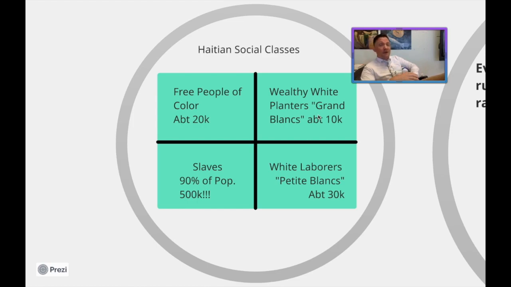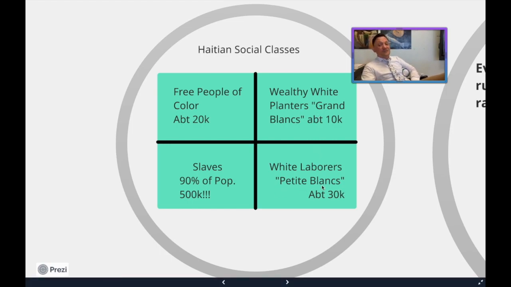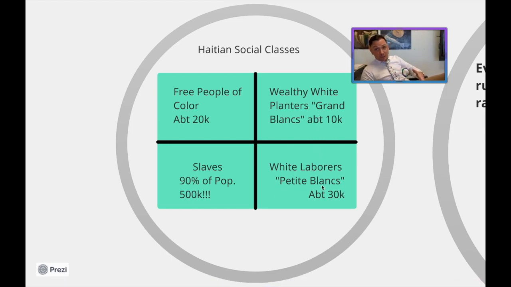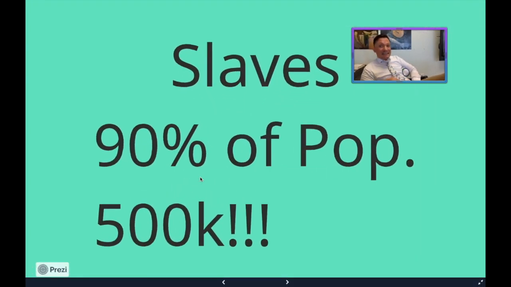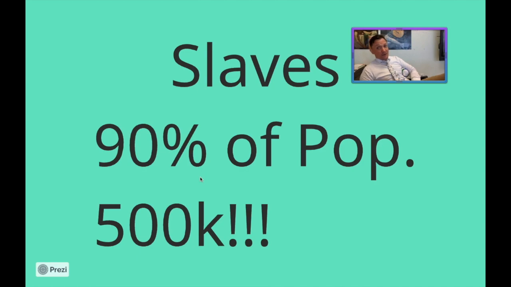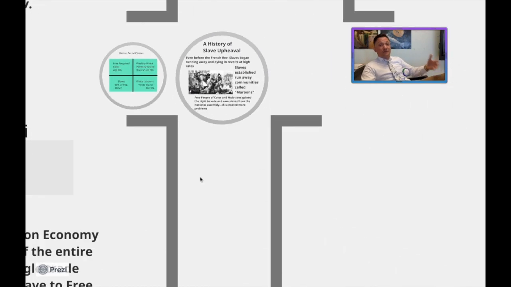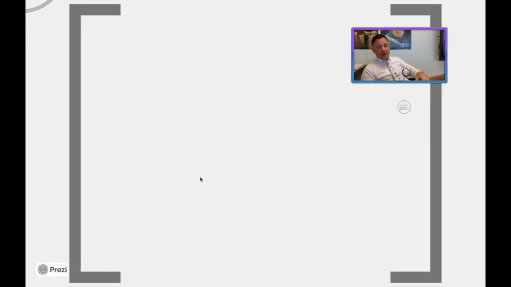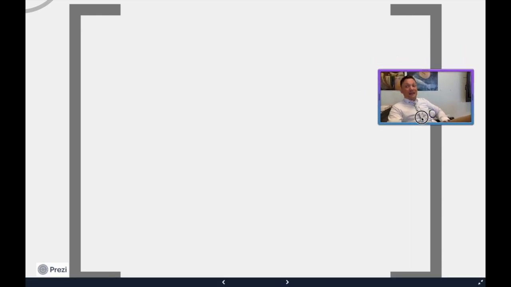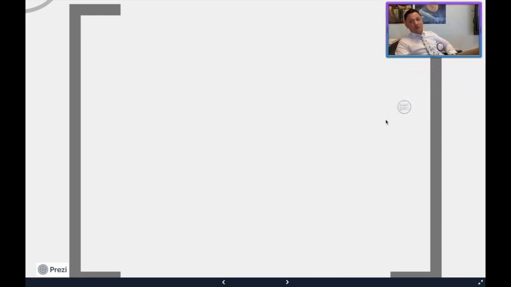Most of them live back in France. They own all the land and they sign off on the violent tactics used by the Petit Blancs. The Petit Blancs were mostly white laborers, artisans, craft workers, overseers on the plantation, and there are about 30,000 of them. But look at this number right here: slaves made up 90% of the population, 500,000 people total. These early slave revolts didn't really solve anything by allowing the free people of color to vote or to own more slaves.